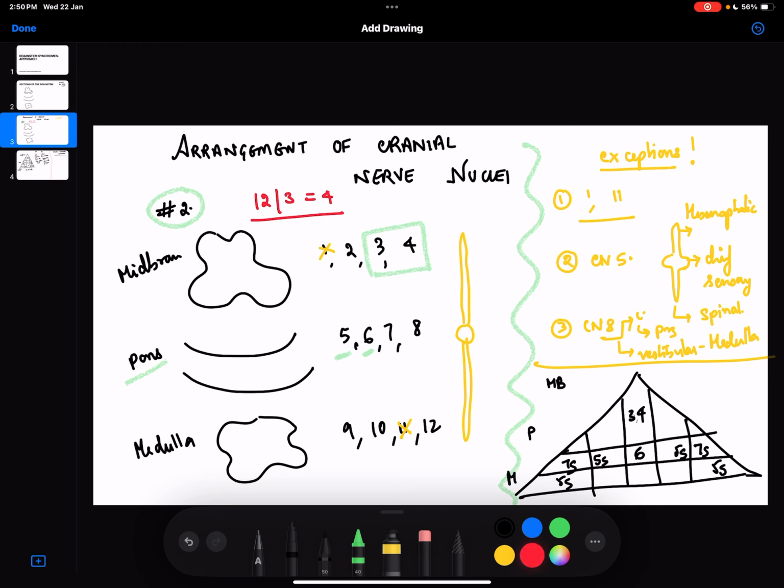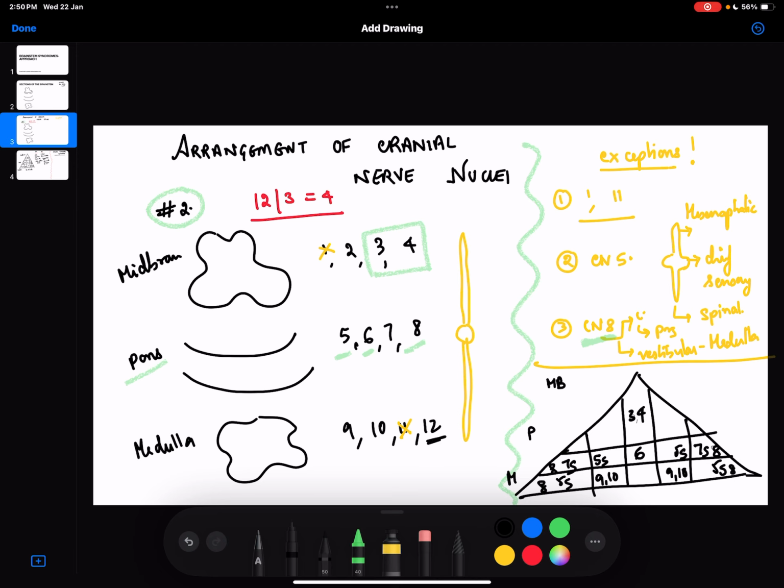Cranial nerve 8, as I mentioned, is one of the exceptions. The cochlear nucleus is sensory, so it is present laterally, and it is present laterally in the medulla as well. The 9th and 10th cranial nerves do have motor supply, but they also have sensory supply, basically sensations of the larynx and the pharynx, and hence they are also present slightly laterally but not completely.